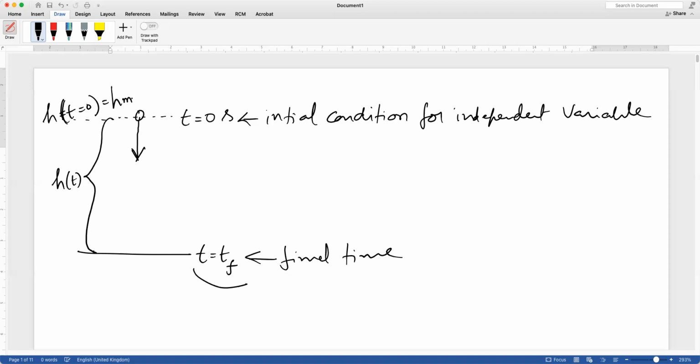Rather than h max, I would say consider that this is a displacement. Use the word displacement. Why I changed it from height to displacement is because I want the initial condition to be 0.